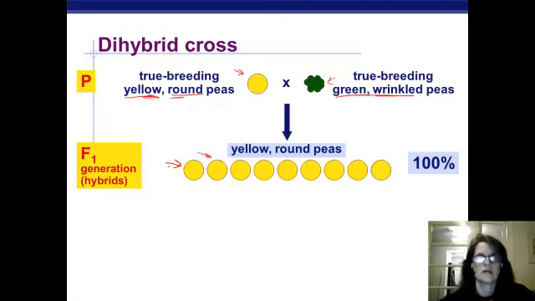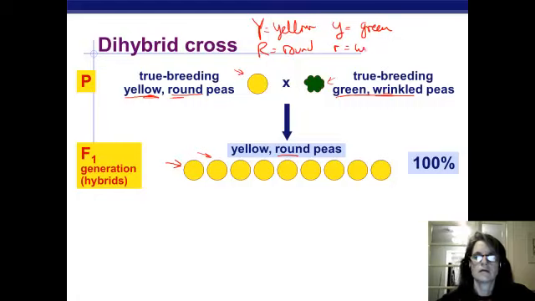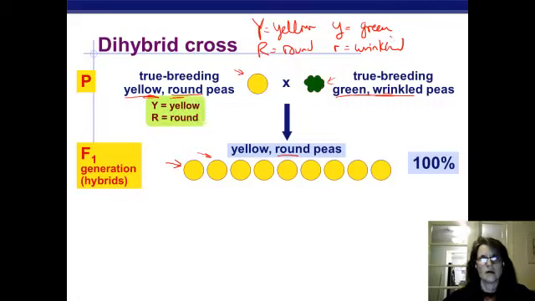If that's the case, what kind of notation are we going to use? Well, if yellow is dominant, then we're going to say big Y is yellow, and little y is going to stand then for green. If round is dominant to wrinkled, because that's what shows up in my F1, then we're going to use big R for round, and little r is going to be wrinkled. Okay?